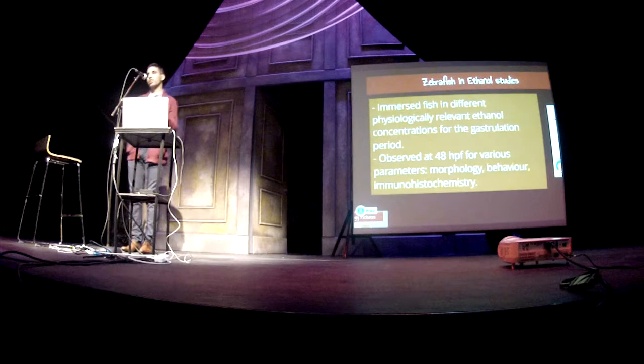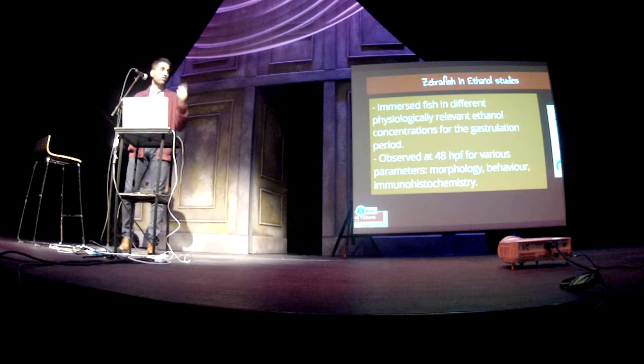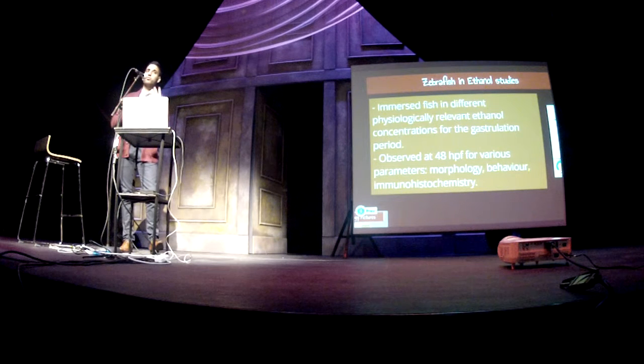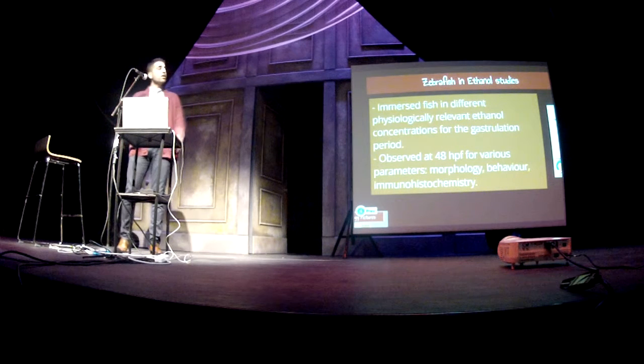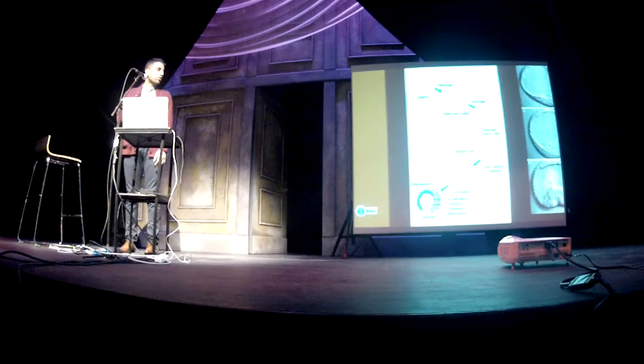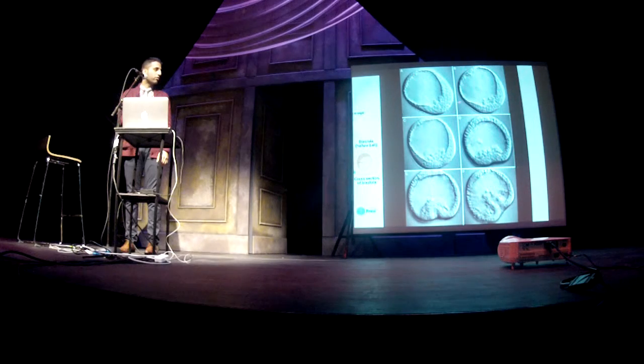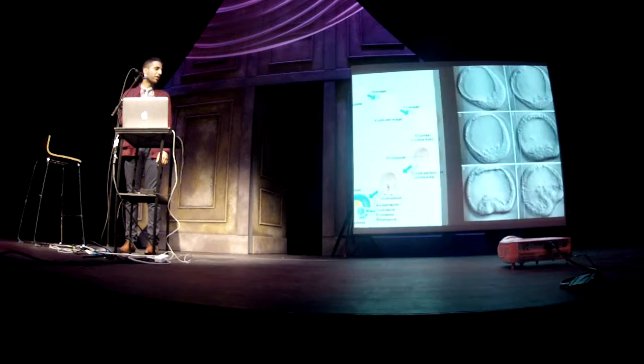That's why we chose the gastrulation period, because most critical initial processes in development happen during gastrulation. We wanted to see what would happen if you expose the fish to ethanol during that period, and then measure various responses at 2 dpf, like morphology, behavior, and immunohistochemistry, which sounds like a big word, but I'll come back to it too. As to what it looks like in real life, this cartoon, that's real life.